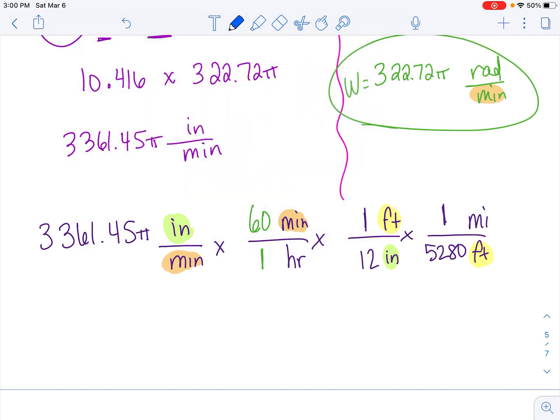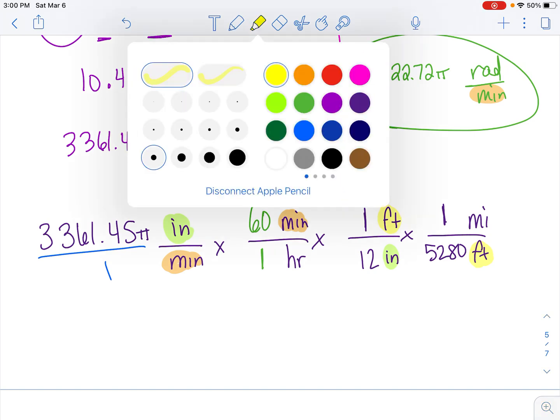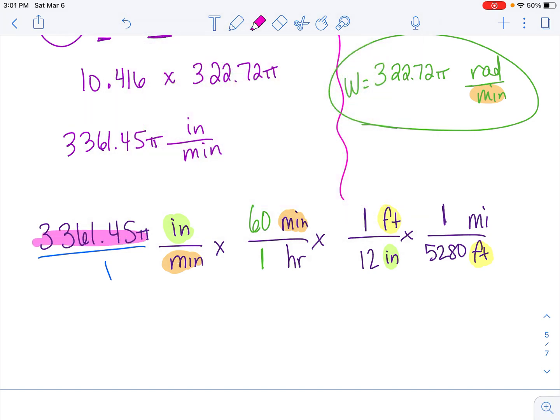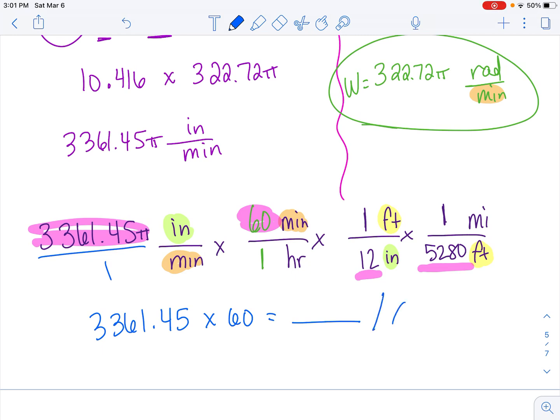All right, so now this is just one big fraction, and we remember when we multiply fractions, we multiply straight across the top. So we're going to take this 3361.45, multiply it by 60, and then 1, and then divide by the denominator, which is a 12 and a 5280. The one thing you've got to be careful with in your calculator is when you type this in, you're going to type in 3361.45, leave the pi off for now. You're going to multiply by 60. You're going to hit enter, and you're going to get a number. And then when you hit the division, you've got to divide by 12 times 5280 in parentheses.